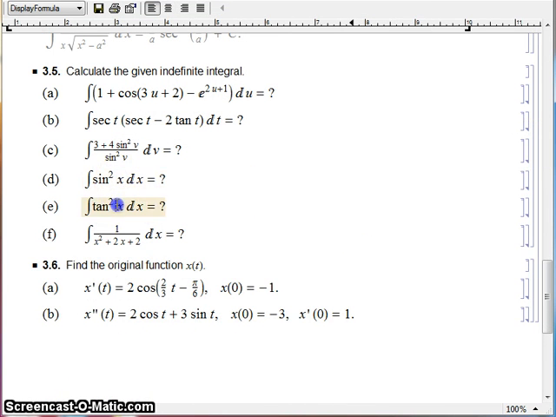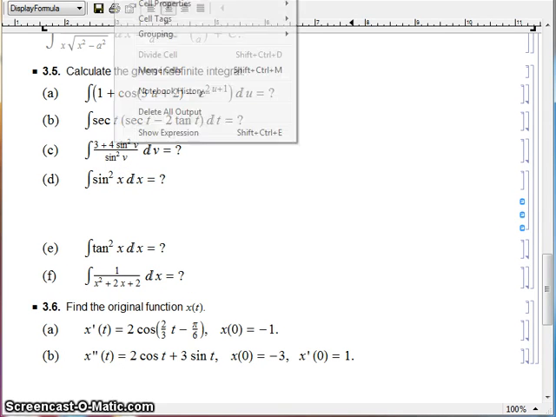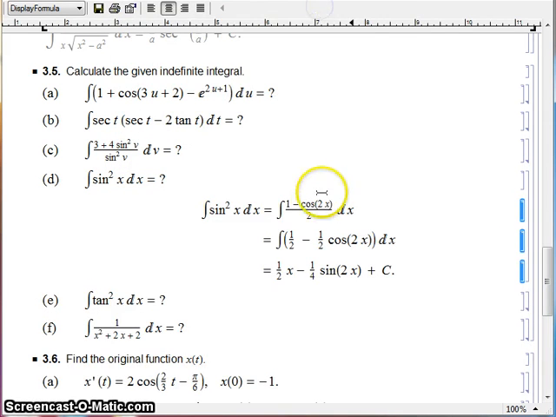Sine squared and tangent squared. By the way, we talked about these problems already. For sine squared, we use the power reduction formula, and then applying the antiderivative rule for cosine, we have sine.